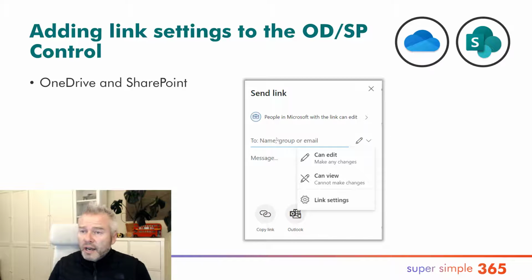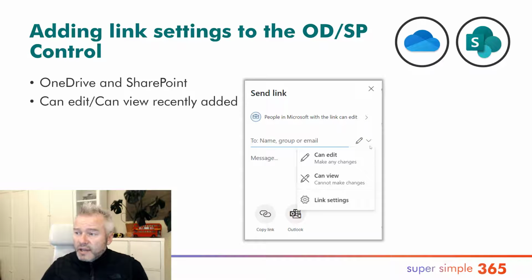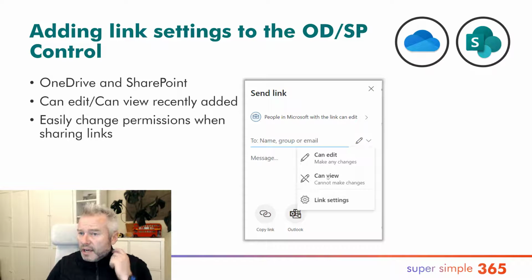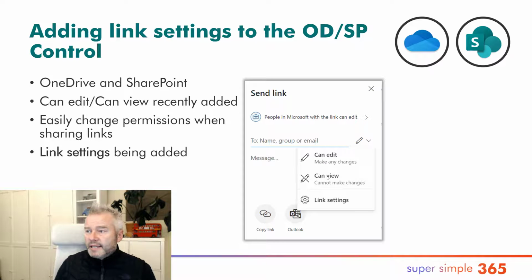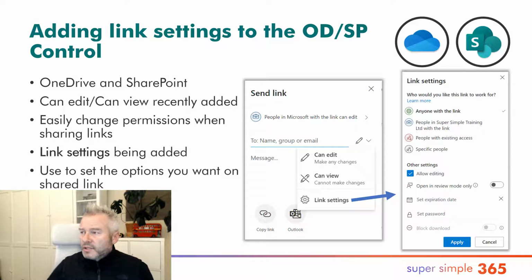And we've got adding link settings to OneDrive and SharePoint. I talked about this a few minutes ago, didn't I? So you can see that they added, and just last week I think I talked about this in more detail, the can edit and the can view. So they've added the link settings as well. So if we just click on there, we will see that we can easily add some more settings. Look on the right hand side, so you can fine tune all those settings there, allowing editing, opening in review mode only. You can set an expiration date on your share, which I think is quite nice. Set a password, all that sort of stuff. So look at all the options you've got there, and it's bringing all that forward.